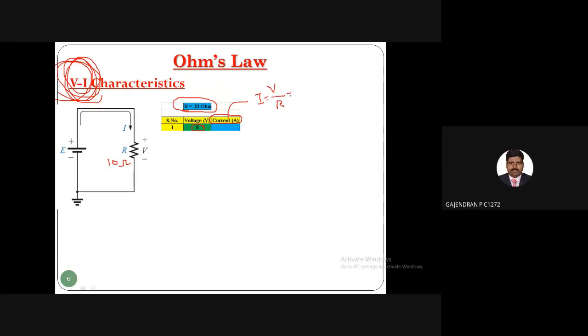Every time you substitute here, 10 is the fixed one because the resistor is fixed at 10 ohm. So if V is 0, what answer will come? 0 divided by 10 is equal to 0. 0 is the right answer. Did it come? Quickly, everyone fill in this table. For the second reading, 5 volt, what will it be?